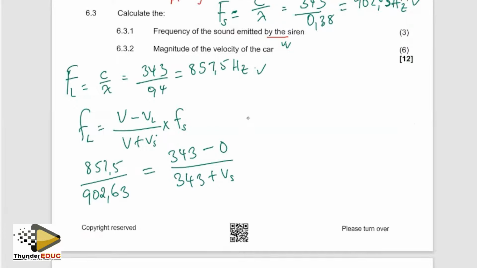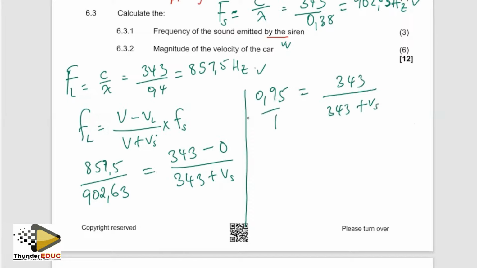So on the left-hand side, if I divide 857.5 by 902.63, that gives me 0.95, which is equal to 343 over 343 plus Vs. When I do the cross multiplication, I'm getting 325.85. This is 343. Okay, so 325.85 plus 0.95 Vs should give me 343.